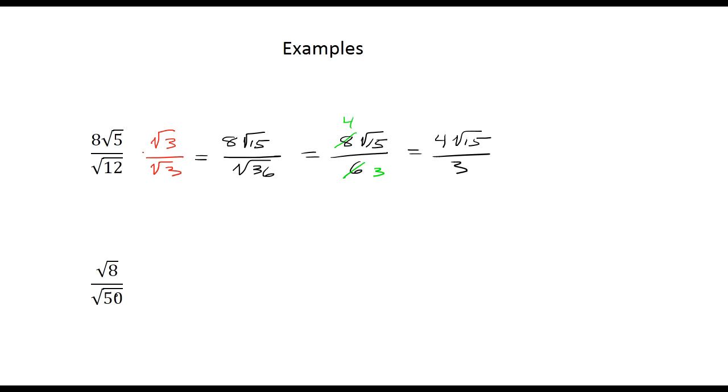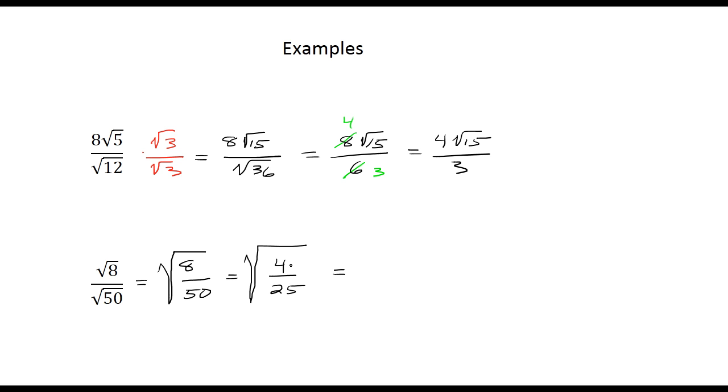Okay, now this one on the bottom here is a little bit different, because if I look at 8 over 50, if that were a fraction, I could simplify that. So we have a rule for radicals that says when I have the division of 2 radicals, I can put them under the same radical. So if I do that, I can simplify that radical to 4 over 25.